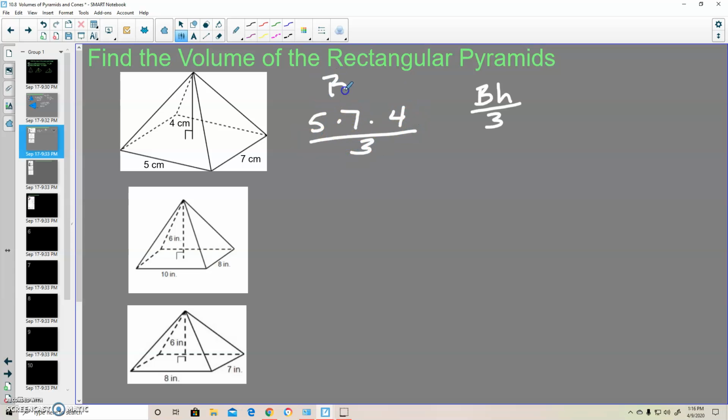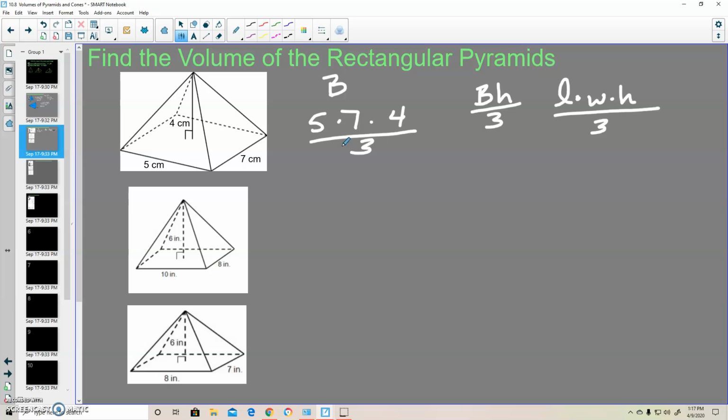Now this is capital B right here. And this is the height. Now notice what we did. We basically just did length times width times height and divided by 3. So we took the very simple formula for the volume of a rectangular prism and just divided it by 3 for the pyramid. So you can think of it like this: length times width times height divided by 3. So let's do that. We've got 5 times 7 times 4 divided by 3.